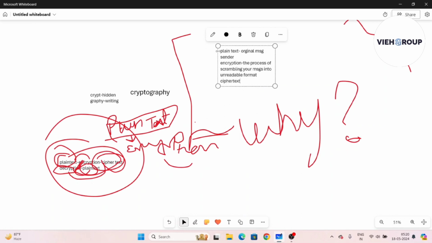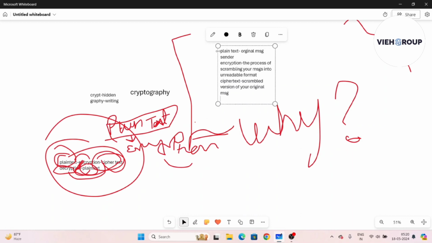This one is an important topic, so understand it carefully. Ciphertext is a scrambled version of your original message, scrambled so that no third party can read it. In fact, you also cannot read it if you go through it.